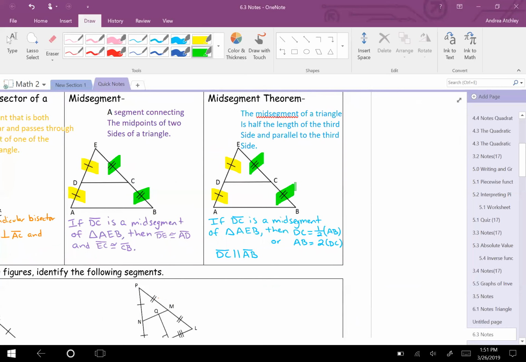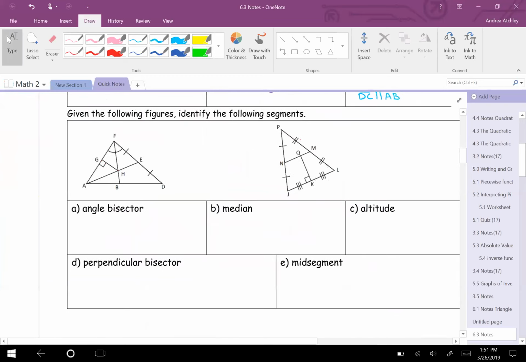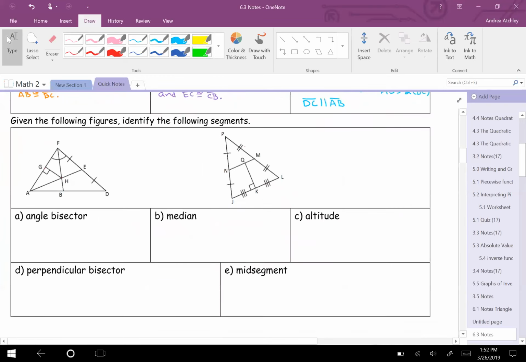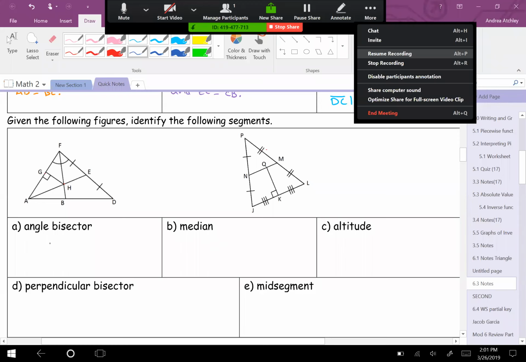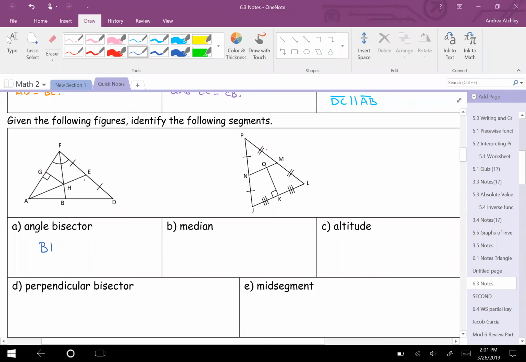We're all good? Okay, now using those 2 triangles, you need to identify an angle bisector, a median, an altitude, a perpendicular bisector, and a midsegment. Everyone try and label that for me. And BF, and you can name it the other way, FB, that's fine. You just put BF with a little line above it, or FB.